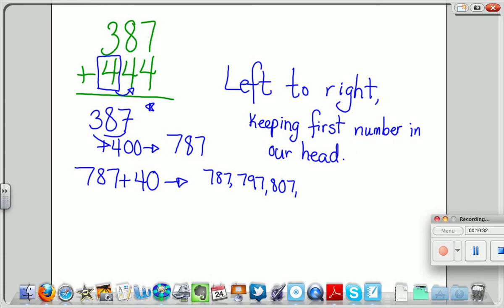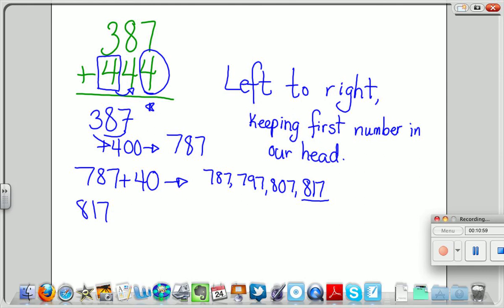Okay, keep thinking. 817. Logan, if you're paying attention, you would have been able to give me the answer. And that goes for the other people that weren't paying attention either. Okay? So now, 817 is my new friendly number. 817 I'm keeping in my head, and now I'm going to add to it the last number on the right, which is what? 4, representing 4.